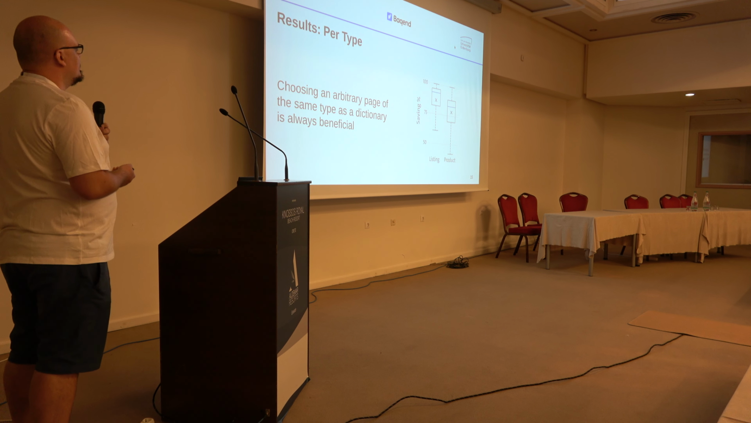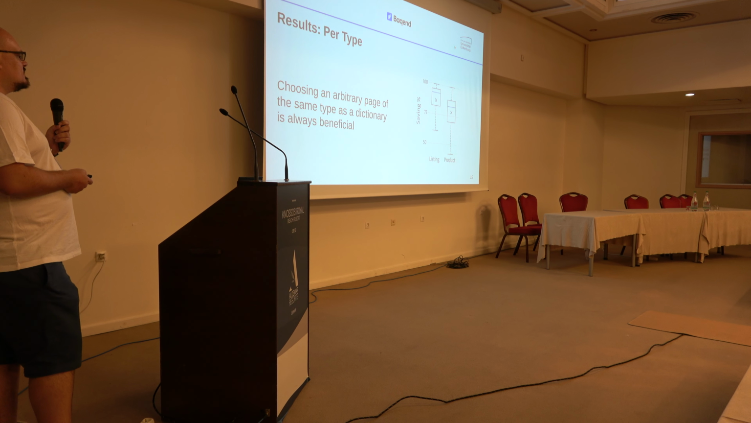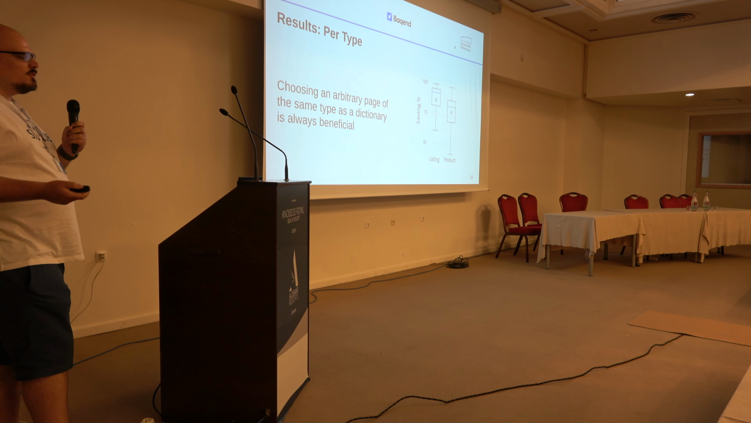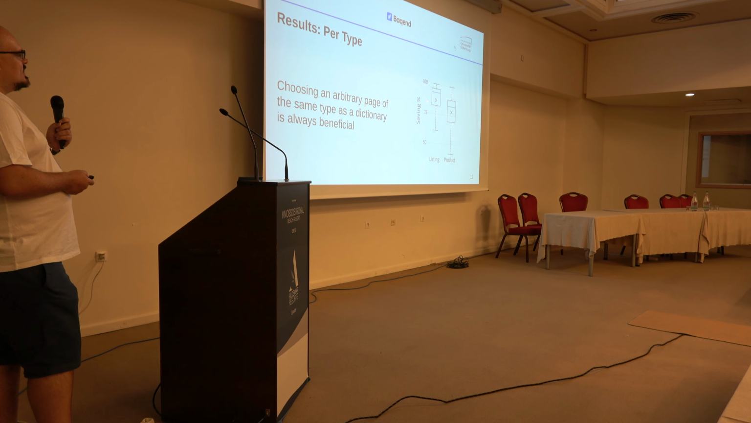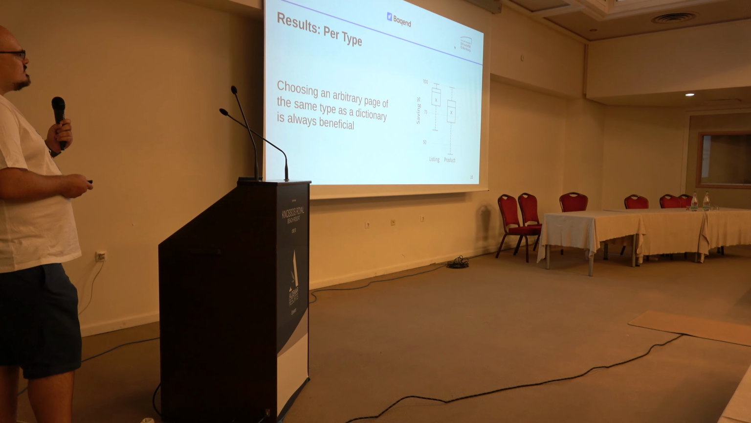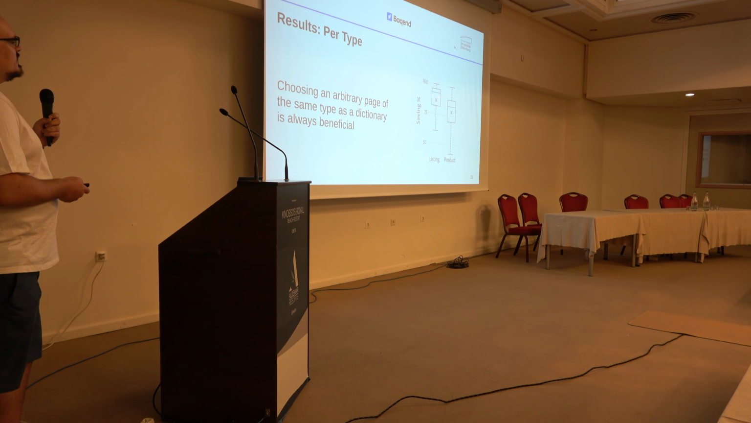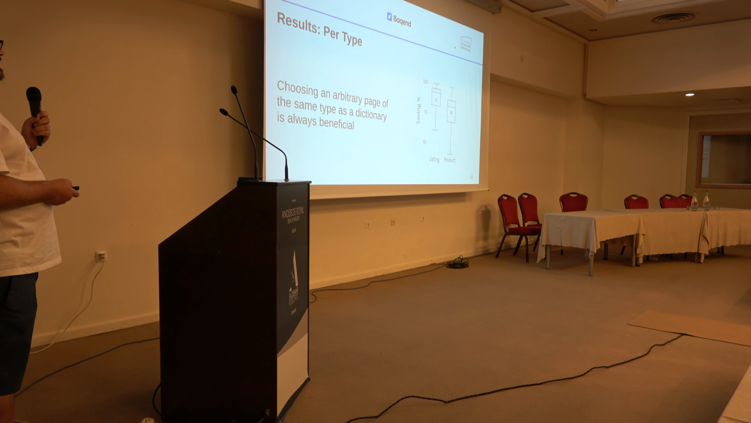These are the results over here. It worked as we expected. Choosing an arbitrary page of the same type as the dictionary is always beneficial. As you can see here, in most cases, for example, listing pages do pretty well for this, up to 90% or something like this. Product pages are a bit worse, but still pretty great, right? Above 75%.